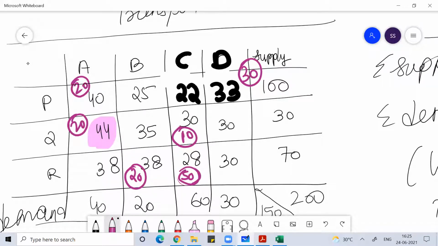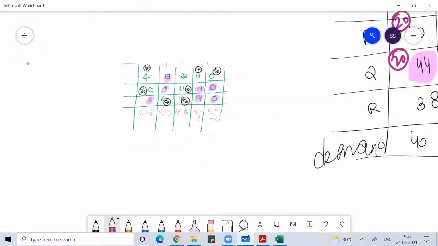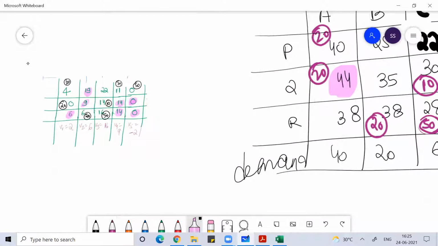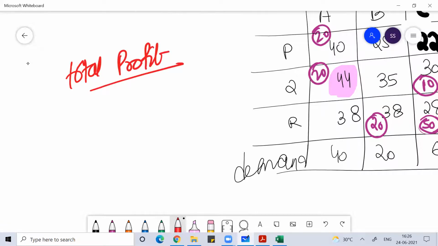Okay, and then we have 0, 0, 0. 0 multiplied with any number is anyway 0. So I'm not bothered about the allocation of 0. From this I can find my total cost, not the total cost, total profit. That was the objective, to determine total profit.